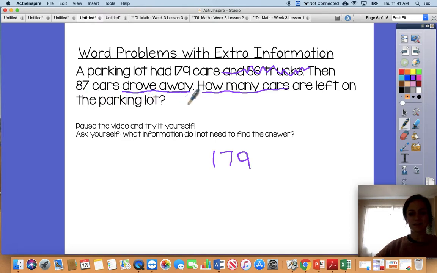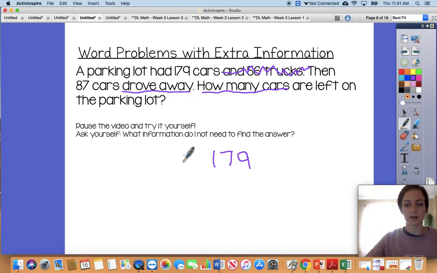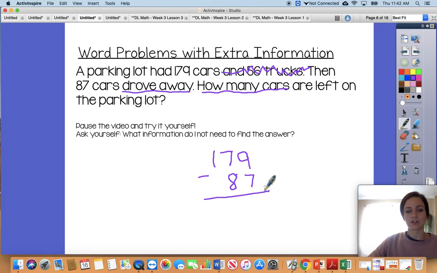So are we adding, subtracting, multiplying, or dividing? We're subtracting, right? We're getting rid of those 87 cars that drove away. So I'm going to subtract 87. Okay, I make sure to line up my ones and my tens and my hundreds, and I'll go ahead.